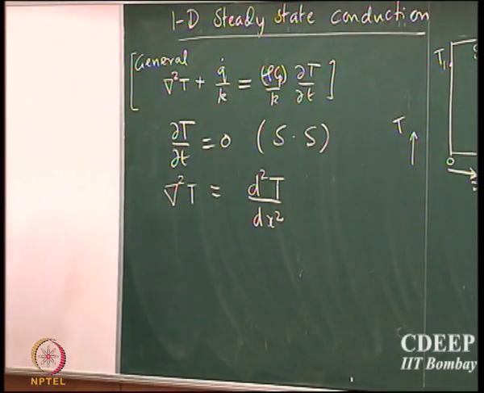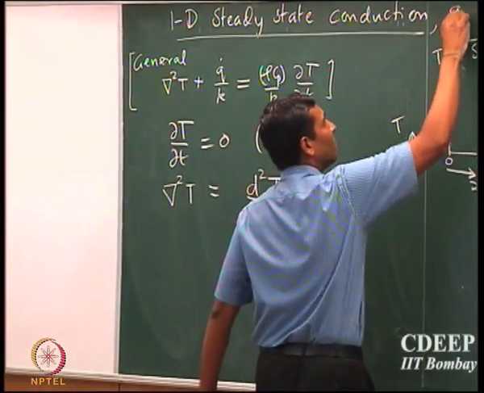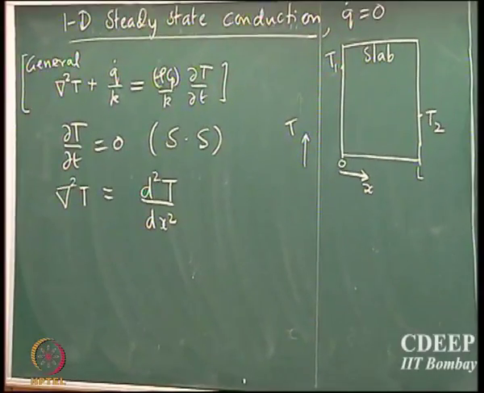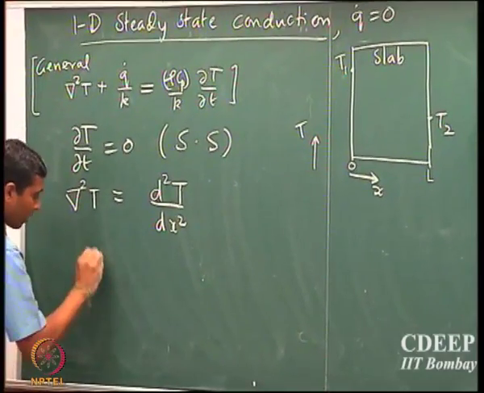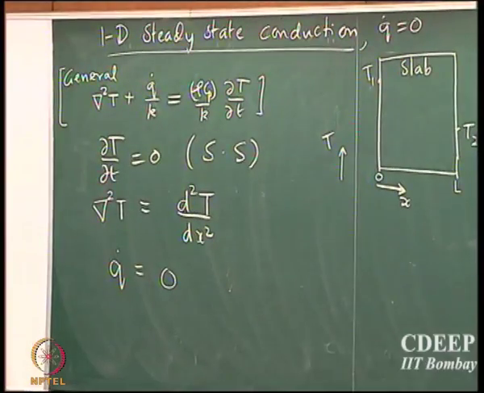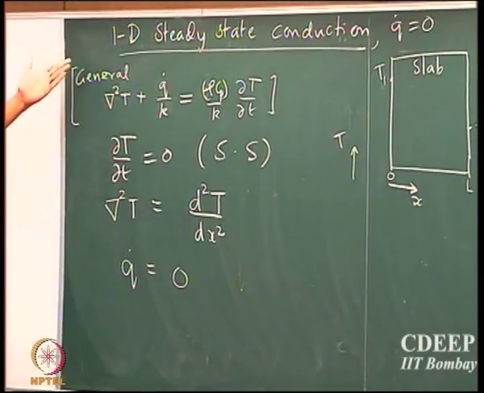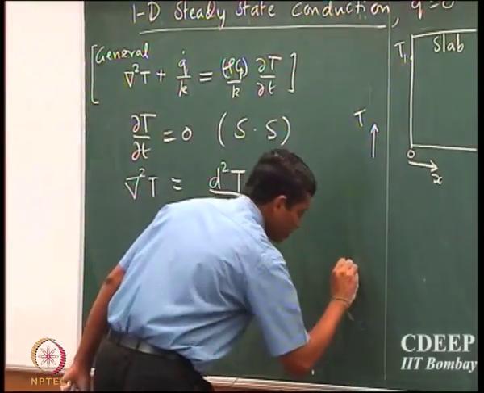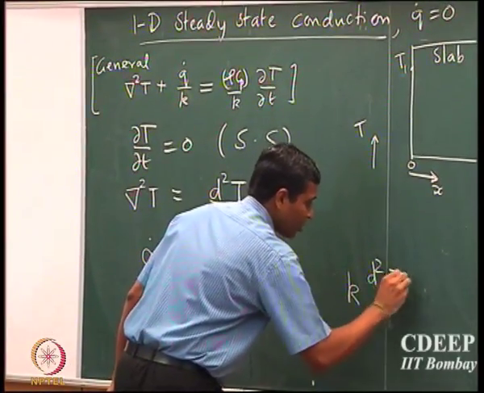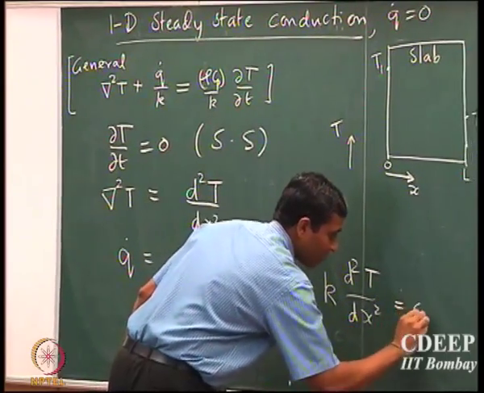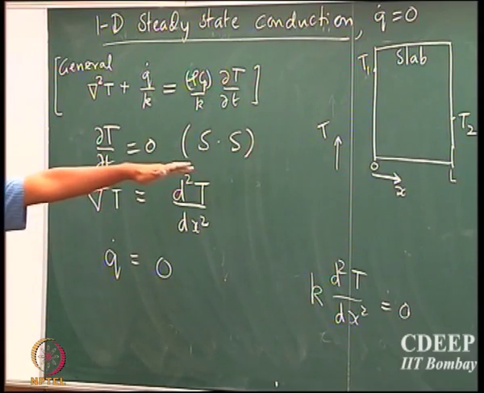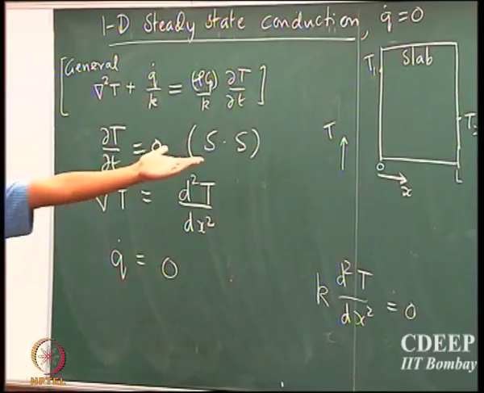Okay. And supposing we also assume that q dot is 0, that is there is no energy generation or loss inside the system, no matter whatsoever, and so q dot is also equal to 0. So these are the immediate translation of some of the assumptions that we have made, and based on this we can write a simple model. It will be k into d square T by dx square equal to 0. That is the simple model equation for the system that we have considered, where it is a 1D steady state conduction with no heat generation or heat loss.